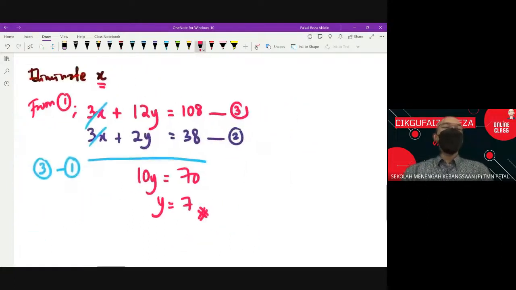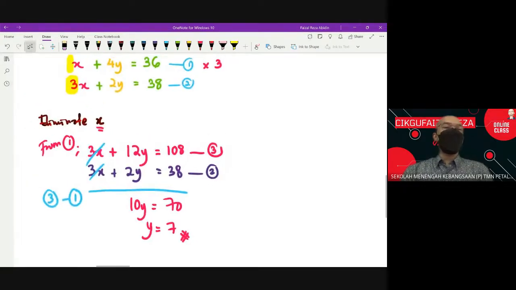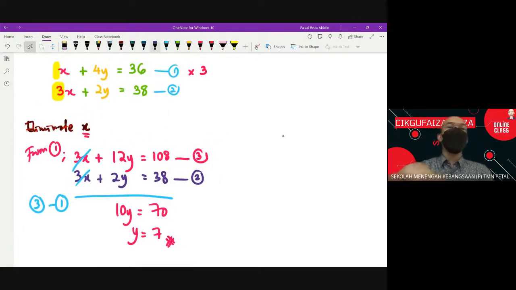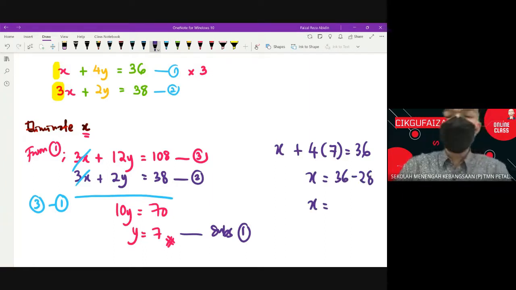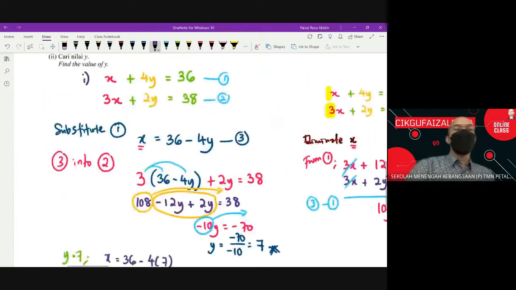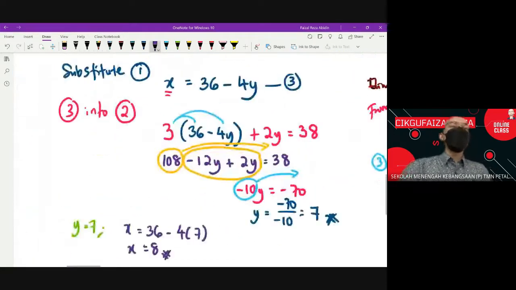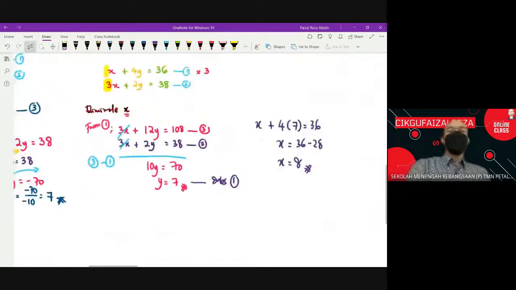And then, if I substitute back into the first equation, I have the y value over here. I substitute in 7, and I'm going to get 36 minus 28. So you are going to get your x value is going to be 8. Did you get the same as what we have over here? Yep. So this is for substitution. This is for elimination.